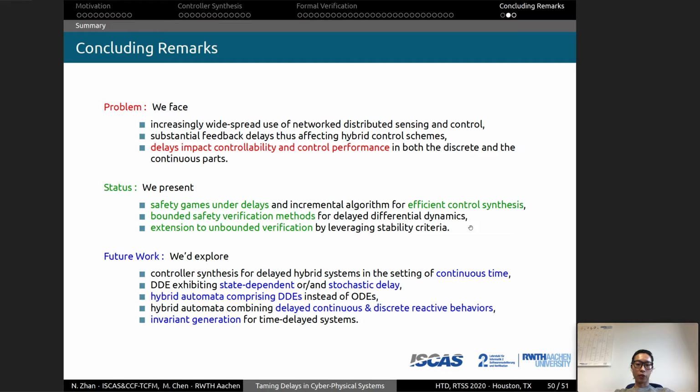There are tons of future directions, but what we planned to explore includes controller synthesis for delayed hybrid systems in the continuous time setting, as well as DDEs featuring state-dependent or stochastic delays. We also have the plan to move to the hybrid setting, let's say hybrid automata comprising DDEs instead of ODEs, or hybrid automata combining delayed, continuous, and discrete reactive behaviors. And the last but not the least, invariant generation for time-delayed systems.